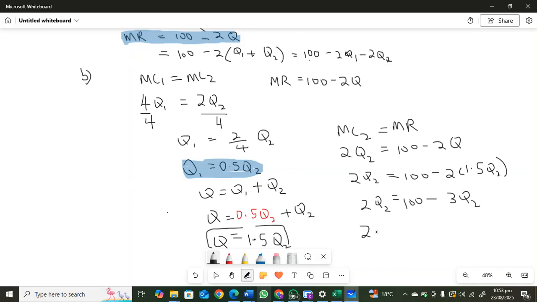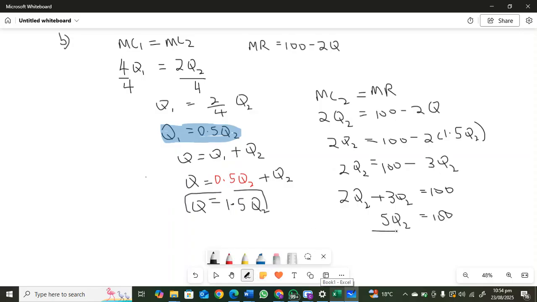So combine like terms: 2Q2 plus 3Q2 equals 100. 2 plus 3, that is 5Q2, which equals 100. Q2, 100 divided by 5, that is 20 units. Q2 equals 20 units. Any questions, colleagues?